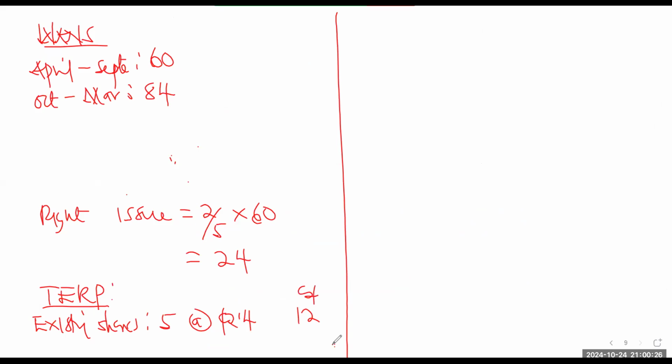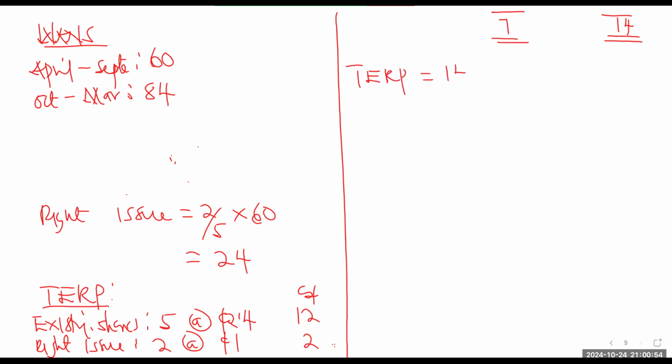So come to the rights issue. How many shares are we getting? 2, at 1 cedi. So we have 1 cedi here, and that will give us 2, isn't it? Yes, sir. So the total will now be 7 shares against 14. So our theoretical ex-rights price will now be 14 divided by 7, which gives us 2.